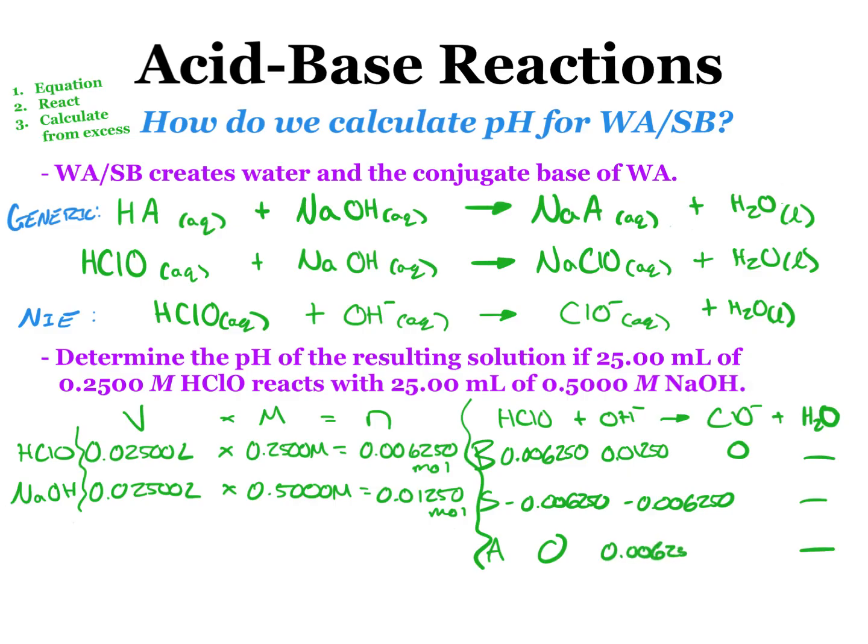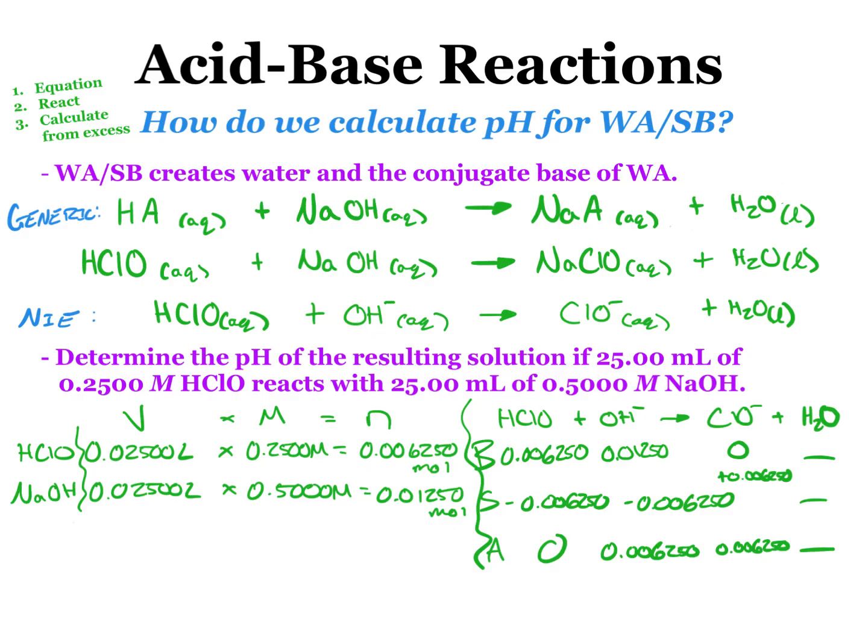Now, I do want to note here that technically we do gain some of the conjugate base of this weak acid. So there is some amount of this that's present at equilibrium. However, it's going to be so small in comparison to the OH minus that the OH minus is what dictates the pH at the end of the reaction.